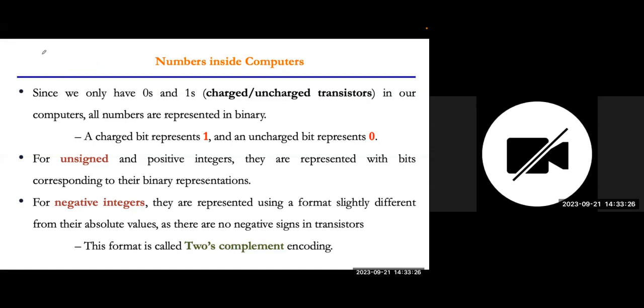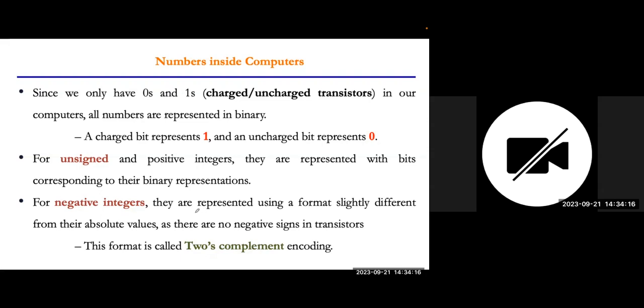If you take 3, suppose, then it will be represented as 1, 1 in binary form. Any unsigned positive numbers are equivalent to their binary representations. But if you have negative integers, such as -3, they are represented using a format which is slightly different from the absolute value in binary. There are no negative signs in the transistor, so the negative sign is also represented with some digits. To represent these negative values, we use a separate mechanism we call the two's complement encoding.